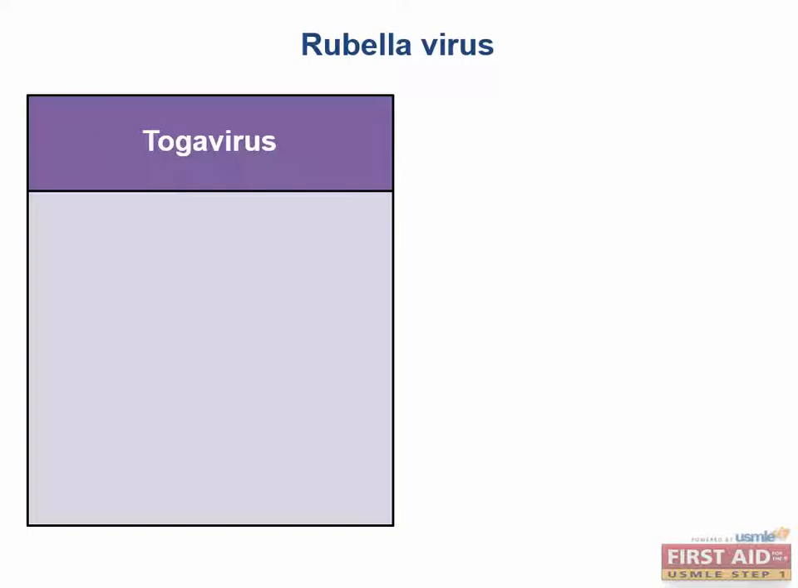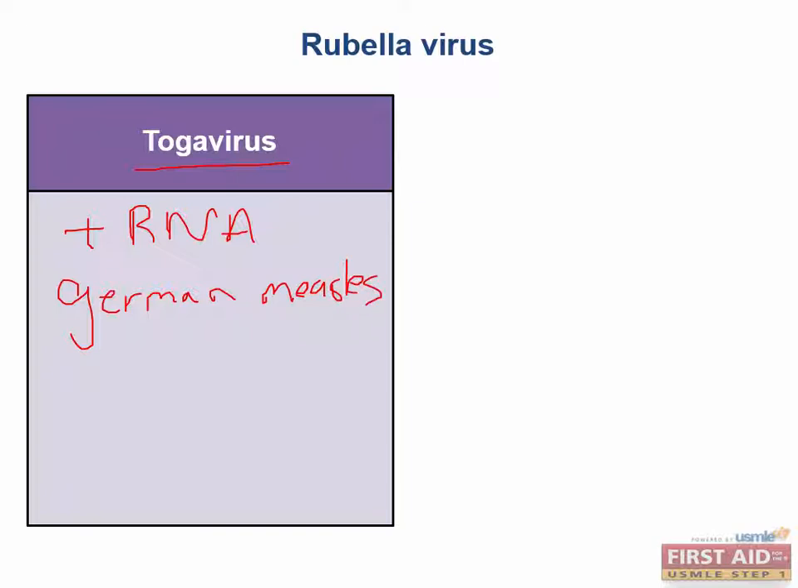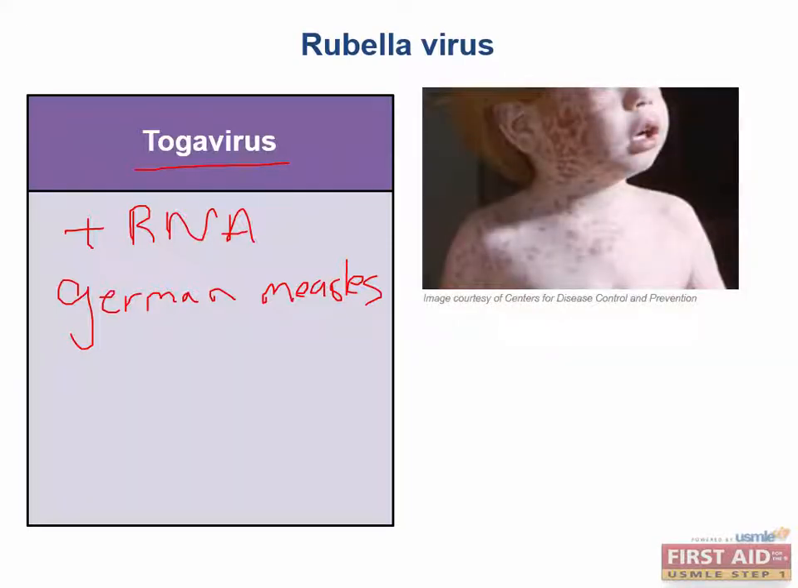Rubella virus is a togavirus, or a positive-stranded RNA virus that causes a disease called German measles. Patients with German measles have symptoms such as fever, post-auricular lymphadenopathy, arthralgias, and a fine maculopapular truncal rash that begins on the head and neck and spreads down, as we see in this child here. In children, German measles is a mild disease that self-resolves.